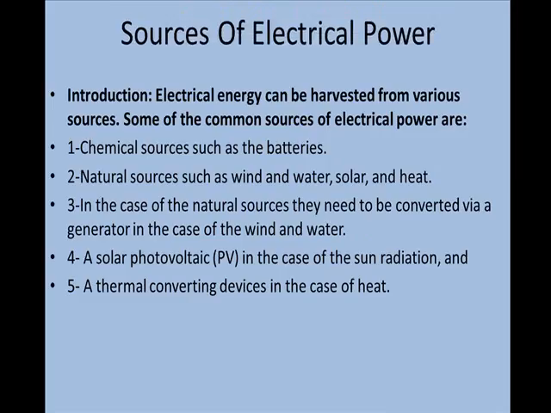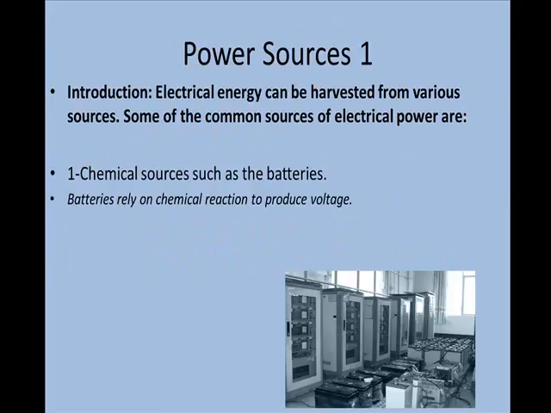So electrical energy can be harvested from various sources. Some of the common sources of electrical power include, but are not limited to, chemical sources such as batteries, and natural sources such as wind and water, solar and heat. In the case of natural sources, they need to be converted via a generator. In the case of wind and water, you also have PV or photovoltaic, which uses radiation. And then you have thermal sources that also require the conversion of devices so that we can use the energy generated by the heat. All right? So let's go over each one of them in detail.